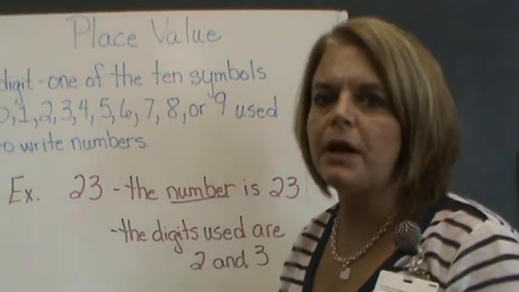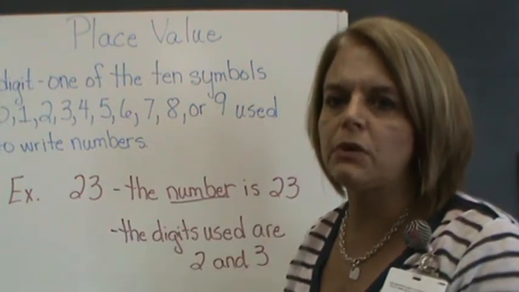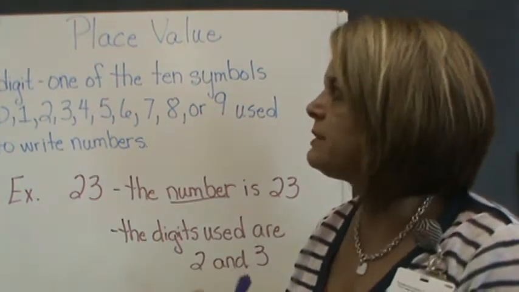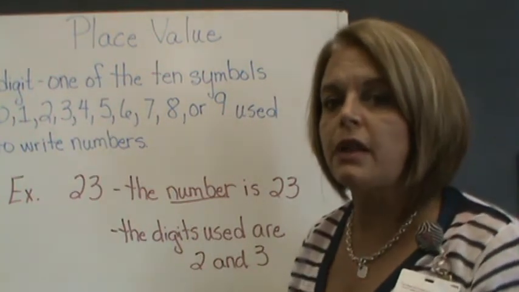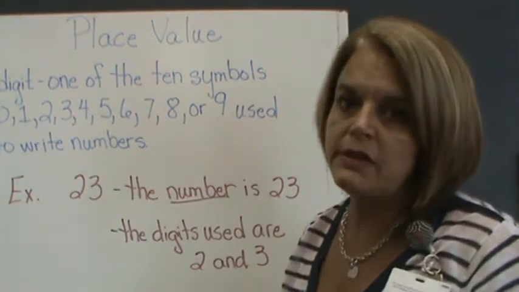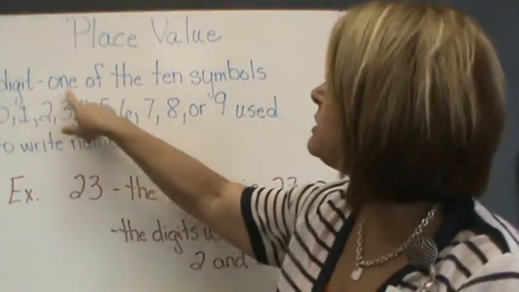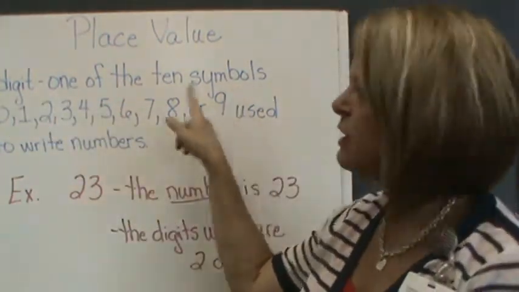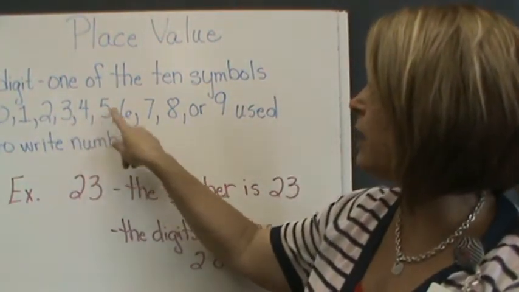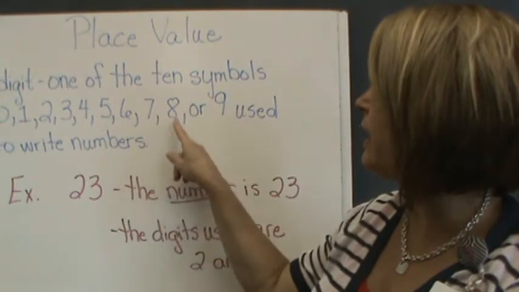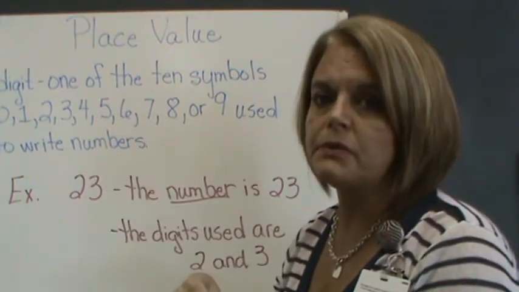This video lesson is about place value. A couple of definitions you need to know before we can really get into place value are digit and number. You need to understand what a digit is when I ask you in class, for example, what digit is in the tens place, that you know exactly what I'm talking about. A digit is simply one of the 10 symbols, 0, 1, 2, 3, 4, 5, 6, 7, 8, or 9 that are used to write numbers.